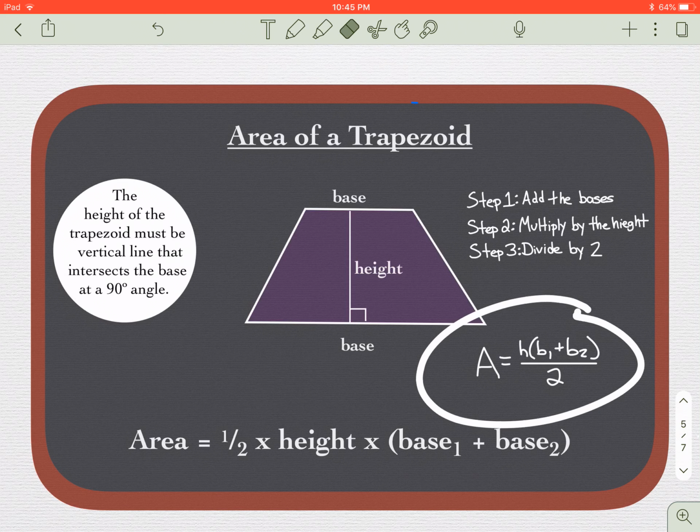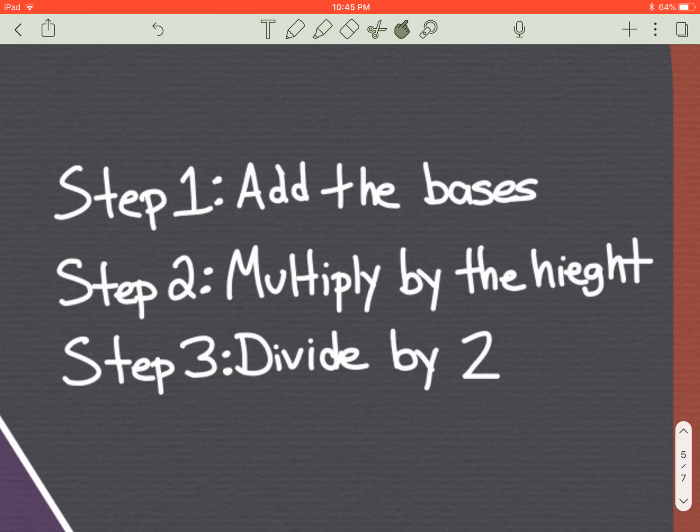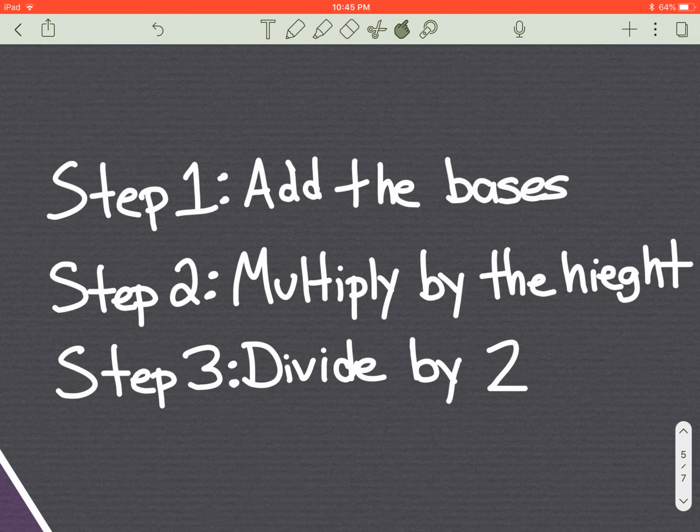And if you were in class, I'd really pound that formula into your head. But for this, since it's e-learning and this is a little bit harder to do, I really want you guys to just follow these 3 steps right here. Step 1 is we're going to add the bases together. Step 2 is we're going to multiply by the height.